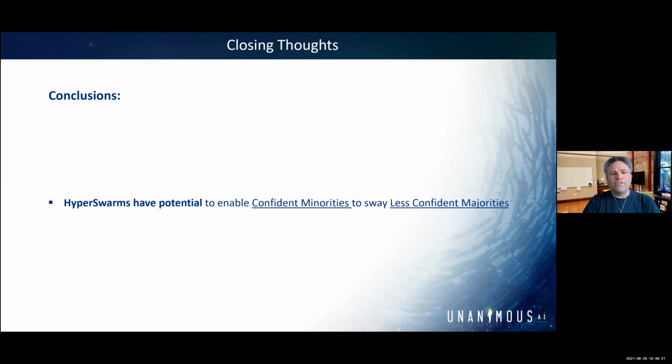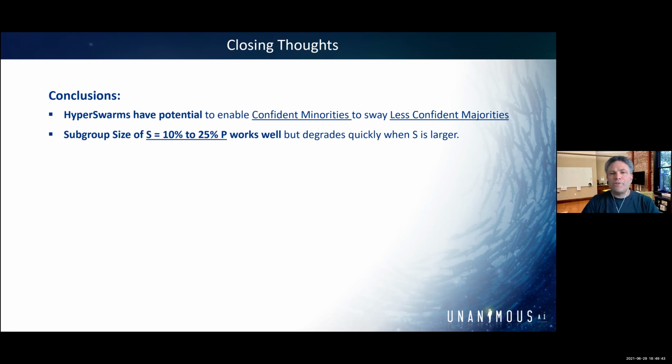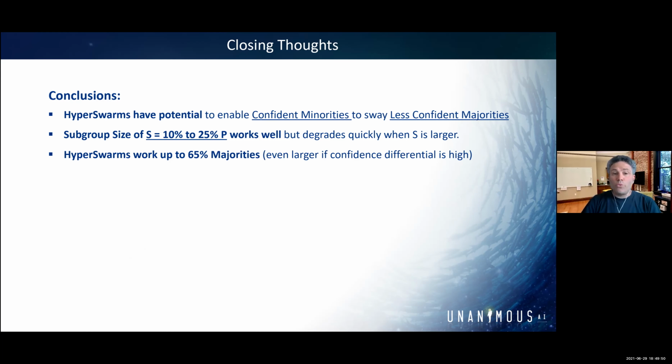And so in conclusion, what this simulation study told us was that hyperswarms have the potential to enable confident minorities to sway less confident majorities in real time. A subgroup size of 10 to 25% of the full population worked well in the simulation, but then degrades quickly. And we saw hyperswarms flip up to a 65% majority, so a pretty large majority able to be flipped by a confident minority. And that gets even bigger when the confidence differential is bigger. And then the next step is human trials.